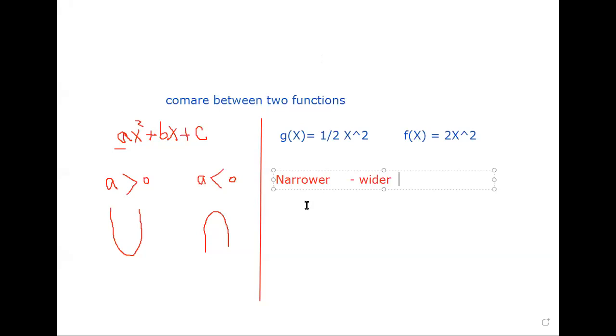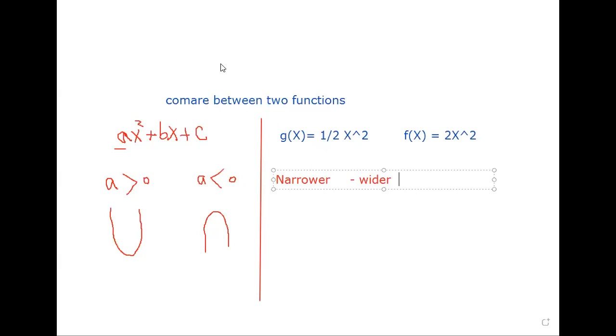If A is more than 1, it's narrow. If A is less than 1, it's wider. This is in general, but if I want to compare between those two, which one will be narrower now? Which function will be narrower?